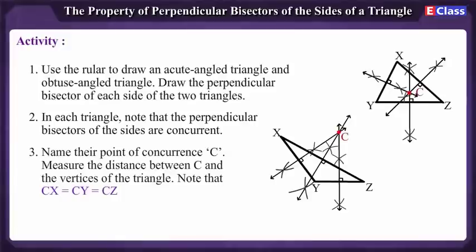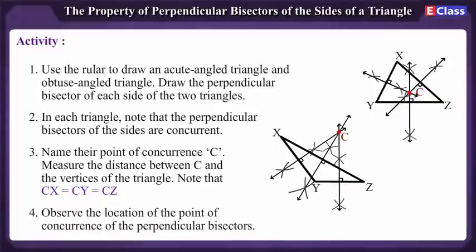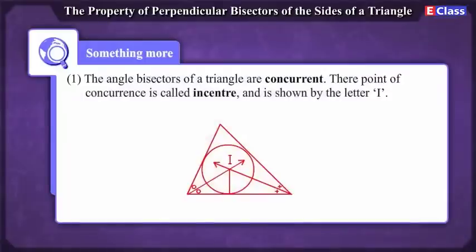Measure the distance between C and the vertices of the triangle. Note that CX is equal to CY, which is equal to CZ. 4. Observe the location of the point of concurrence of the perpendicular bisectors. Something more.